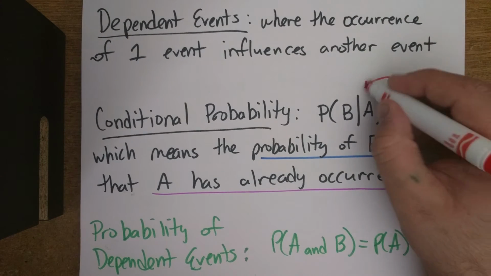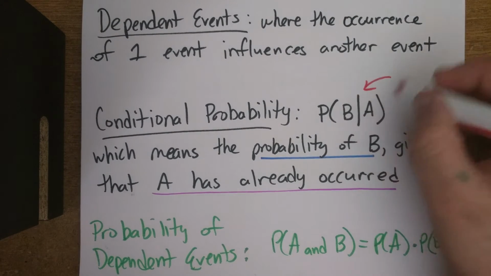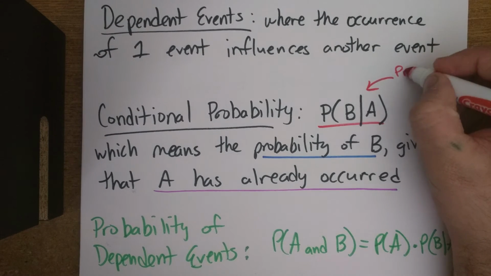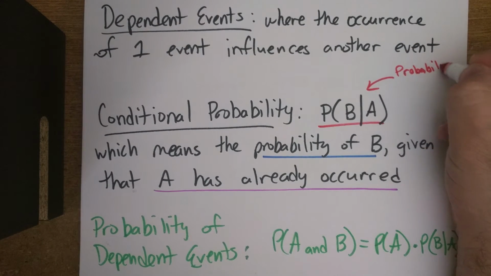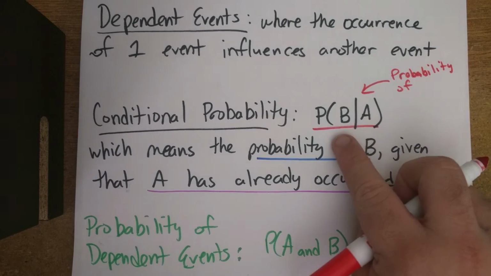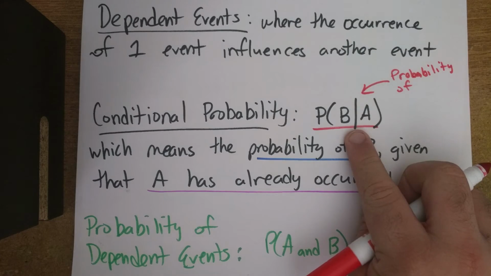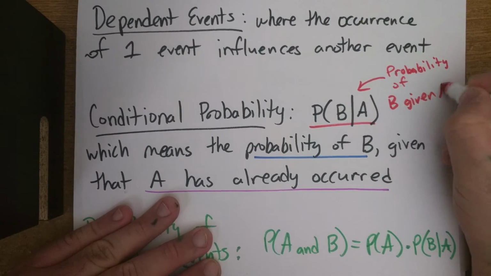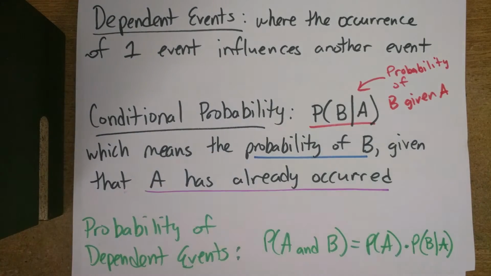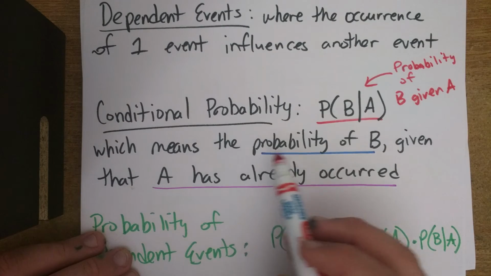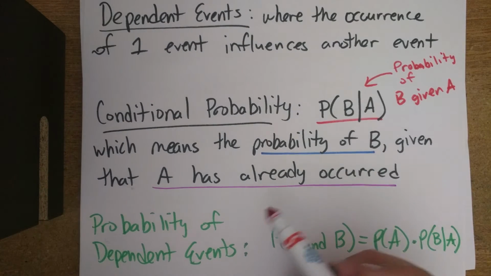Sorry, I should have written that. So the way you say the inside of this is, really the whole thing. The P stands for probability of. And then the inside is B. That line is given A. So B given A. And what that means is finding the probability of B given that A has already occurred.